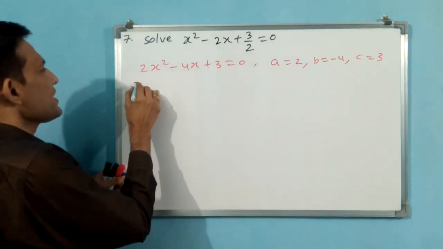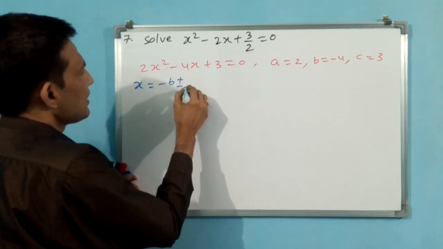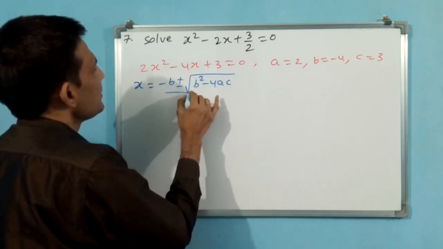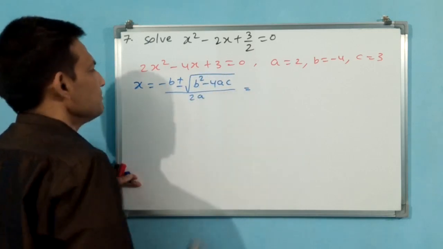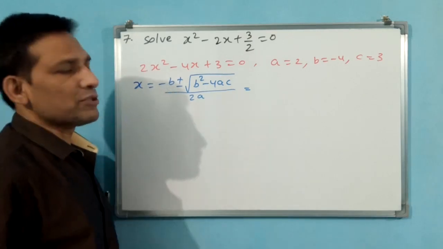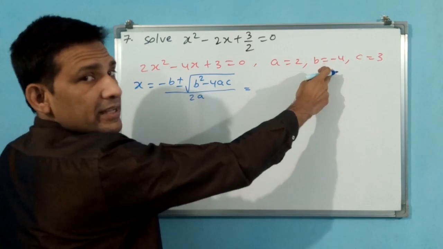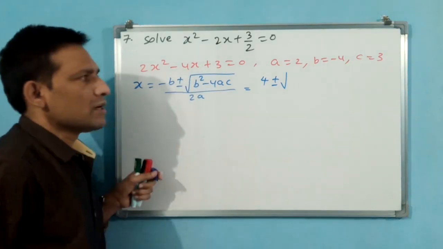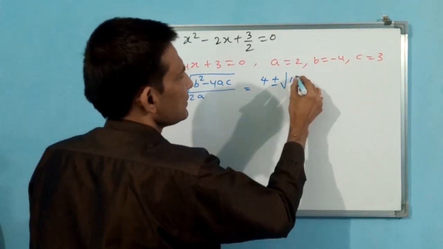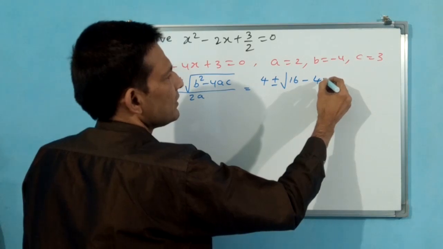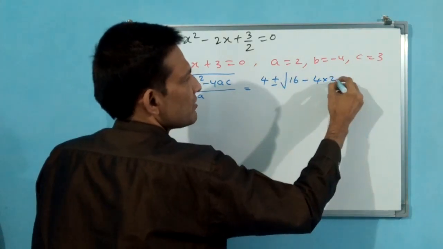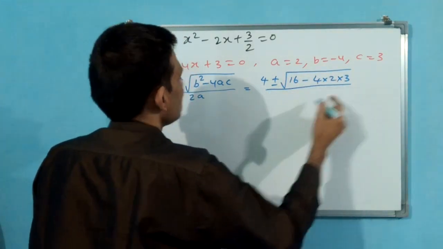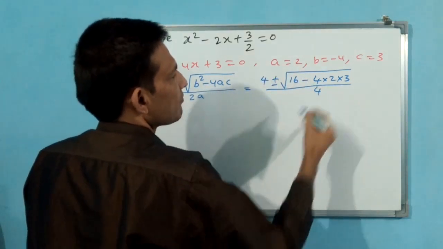X formula also we know, right? X formula, x is equal to minus b plus or minus square root of b square minus 4ac by 2a. This is the formula. Then substitute minus b. See, already minus is there. Minus of minus plus, then you take 4, plus or minus square root of b square, minus 4 square also 16 only. 16 minus 4 into a into c, 2 into 3, divided by 2a, 2 into 2, 4.